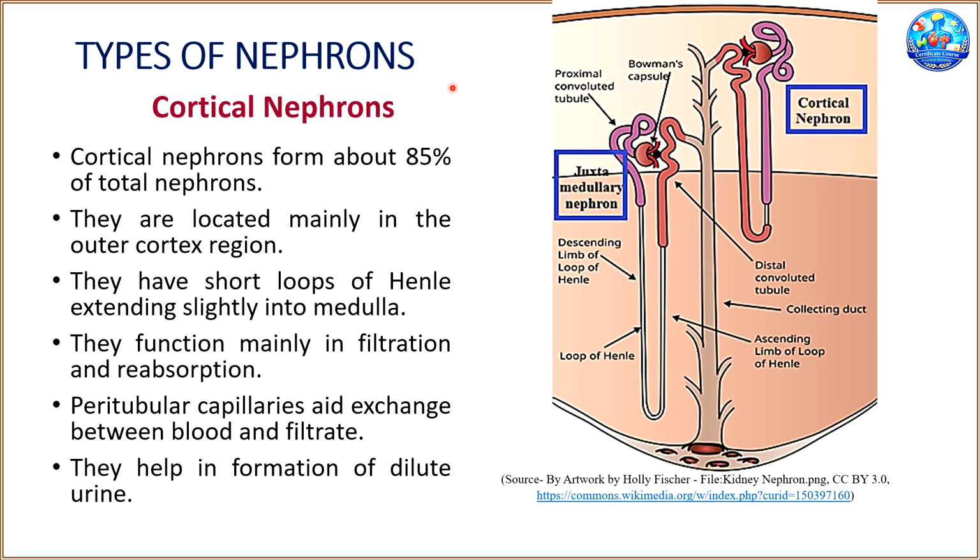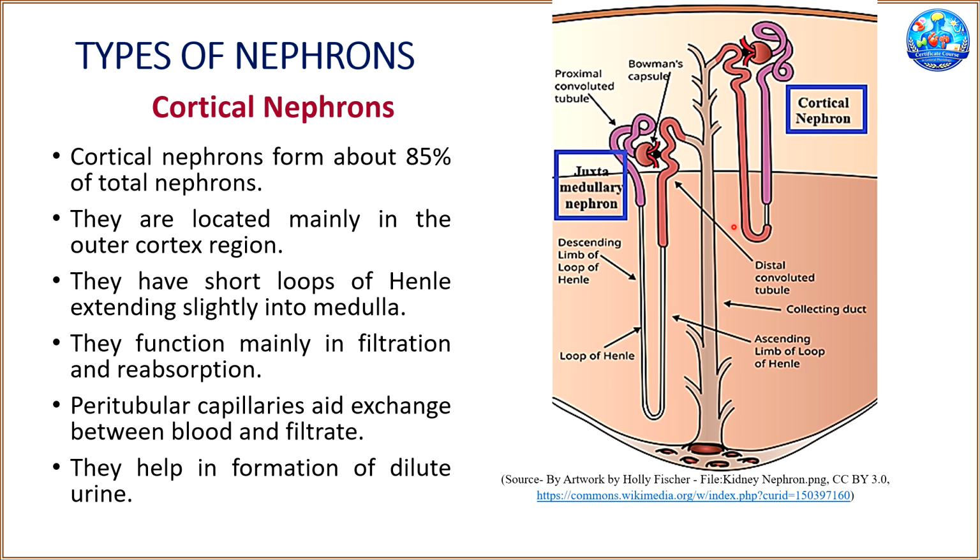Now let us talk about the two types of nephrons that we have. Based upon the location, these are of two types. We have cortical nephrons and juxtamedullary nephrons. Now coming to cortical nephrons. Cortical nephrons are the most abundant type of nephrons and make up 85% of the total nephrons. They are mainly located in the outer cortex and have a short loop of Henle that extends only a small distance into the medulla.